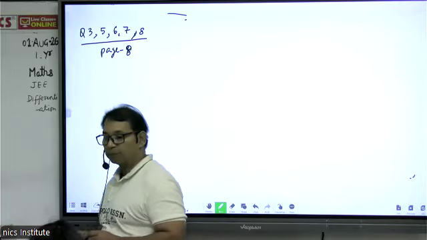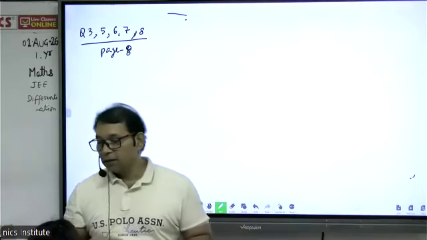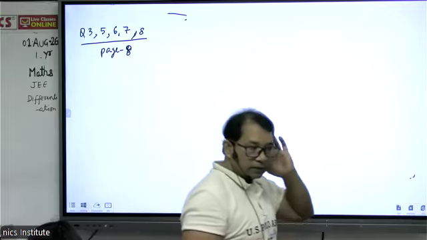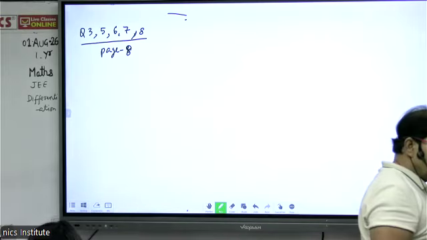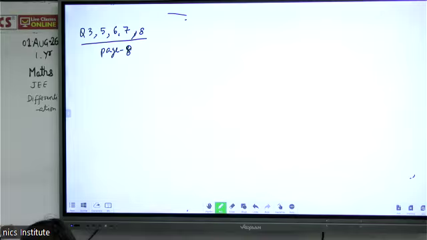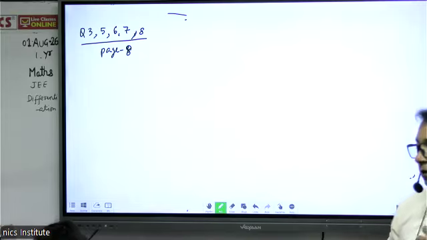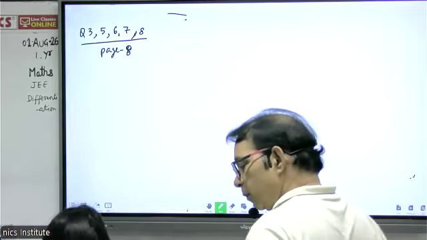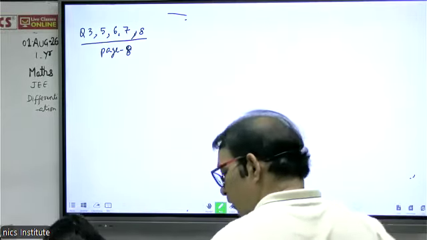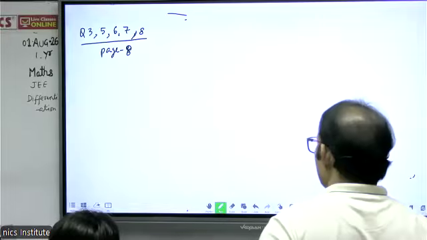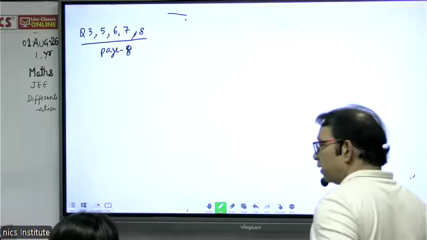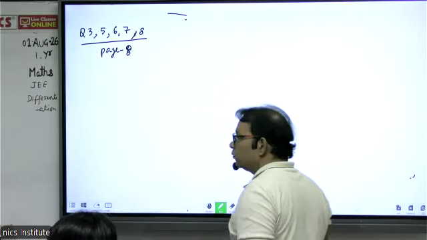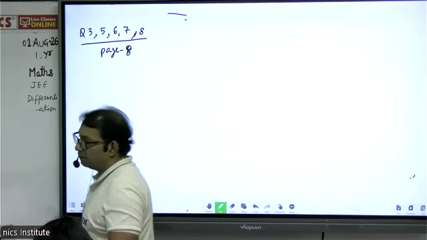Question 3. Just look at the answer. In the answer, we have x by 2 plus. So first you take log and then differentiate. Log will convert product into sum. Log converts product into sum. So first you need to take log of the entire equation, then differentiate.